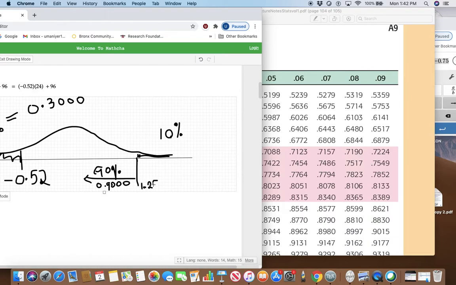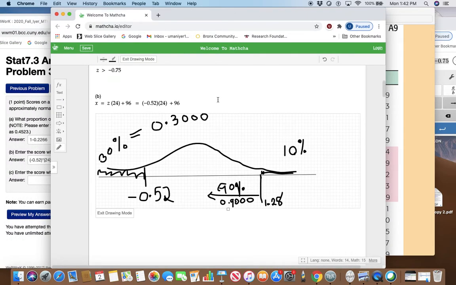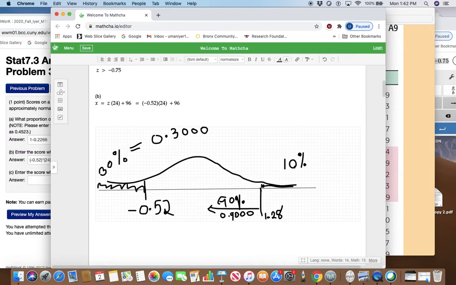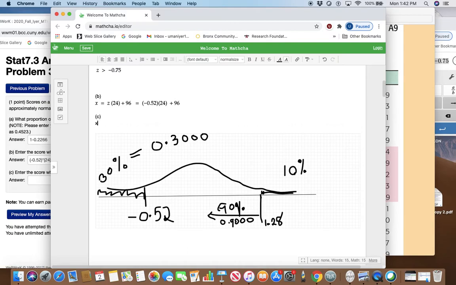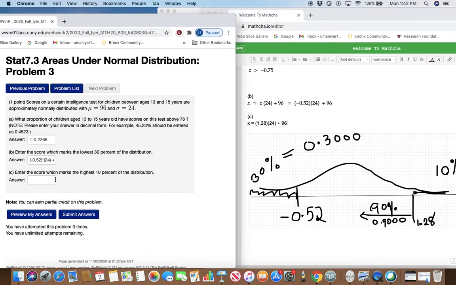So that number belongs to 1.28. So that corresponds to 1.28. Now these are the Z scores. I don't need Z scores. I need the X score. So X is equal to 1.28. That is the Z score. Multiply it by 24. Add 96. So let's try. 1.28 multiplied by 24 and add 96.